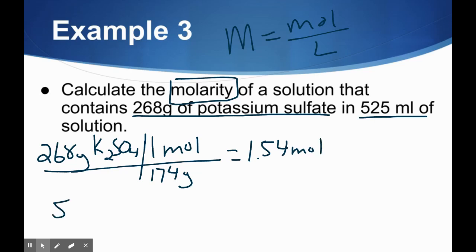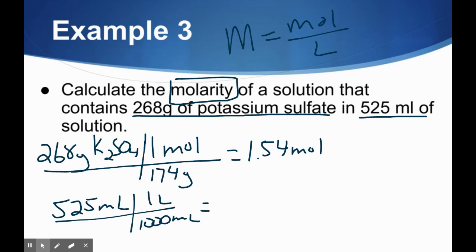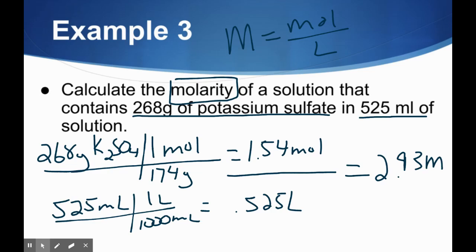And remember to calculate liters. Take 525 milliliters and divide by 1,000, and that gives you 0.525 liters. So 1.54 divided by 0.525, and that gives you 2.93 molar K2SO4.